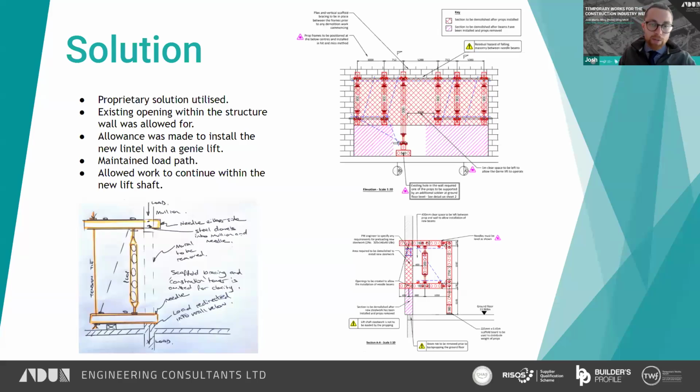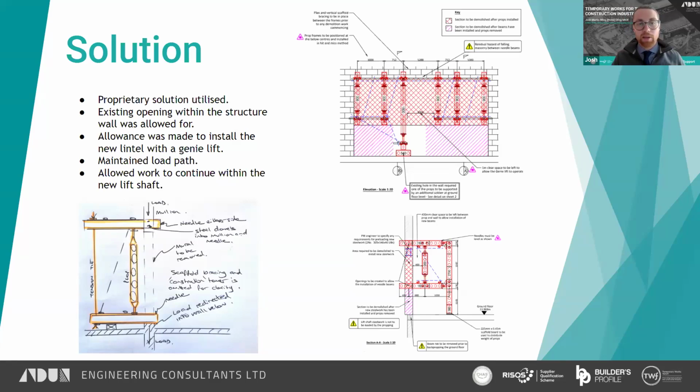There was an existing opening within the structure that we allowed for. You can see where that white box out is on that top elevation. So we put a prop there and a little spreader at the base so we could transfer that load. It's also important to think about the installation and how the new structure is going to be installed. In this case, the allowance was made to install the new lintel with a genie lift, so we had to make sure that the opening in the middle was wide enough to get the genie lift forks through.